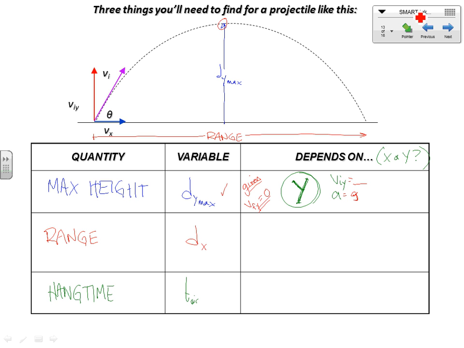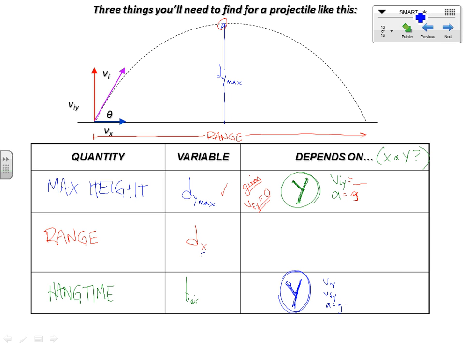I'm going to skip down to the bottom here. But if we do hang time, well, that's another one. Time in the air, we've said that a couple times now, depends only on Y stuff. Again, like VIY, VFY, A, stuff like that. Again, nothing to do with horizontal stuff at all here.